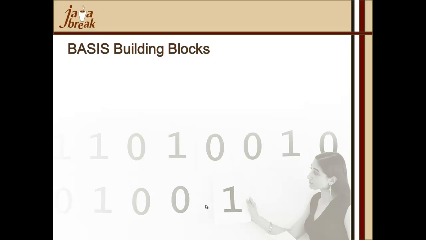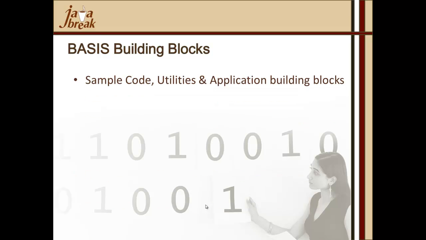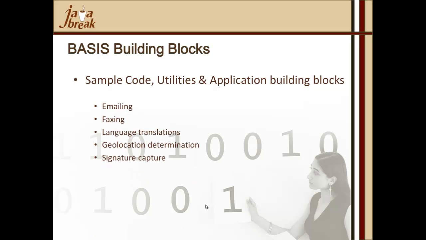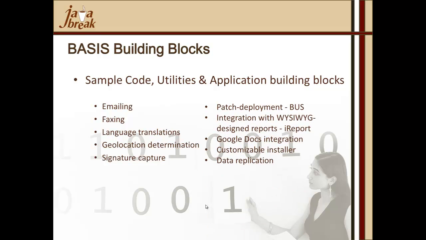Really a good example of what's in it for you in the latest version of BBJ 11. So we give you sample code, utilities, and application building blocks. Some examples would be emailing, faxing, language translations, geolocation determination, signature capture on mobile devices, patch deployment with our BASIS update service. That's a web-based service. We provide the source code to you for you to use with your patch deployment.